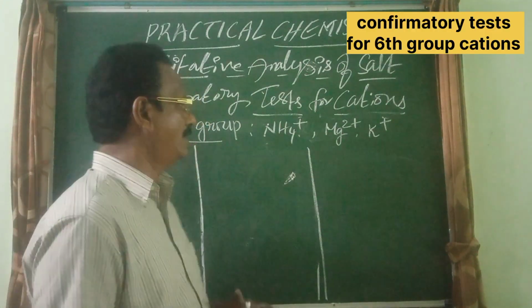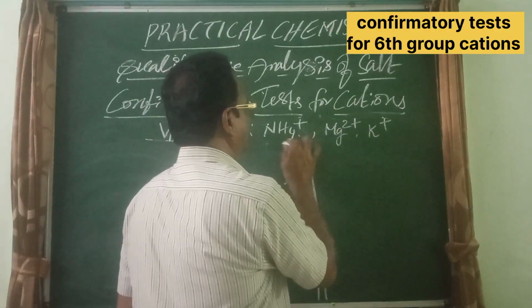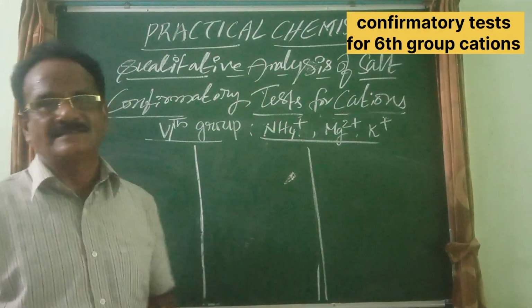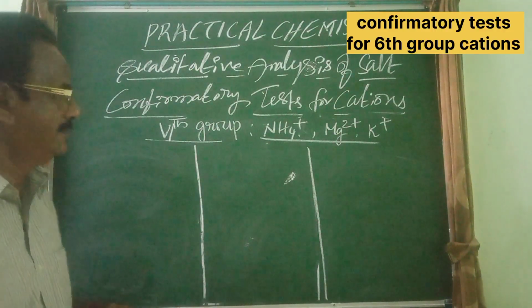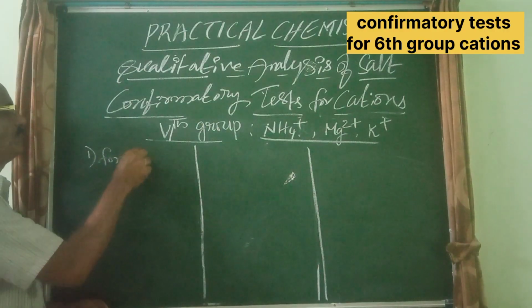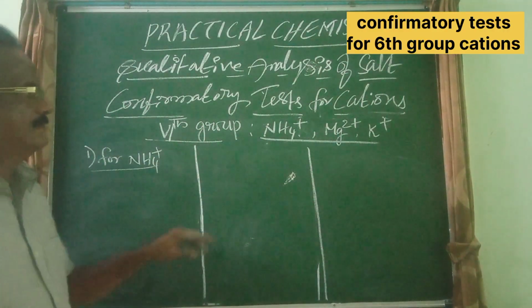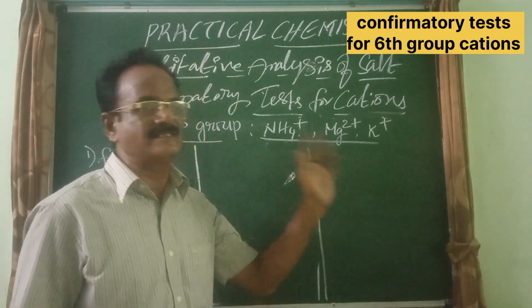If group 6 cations are identified in group analysis, then one has to check for those ions. So what are the group 6 cations? NH4+, Mg2+, K+.